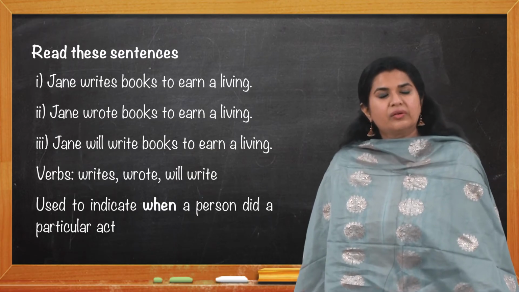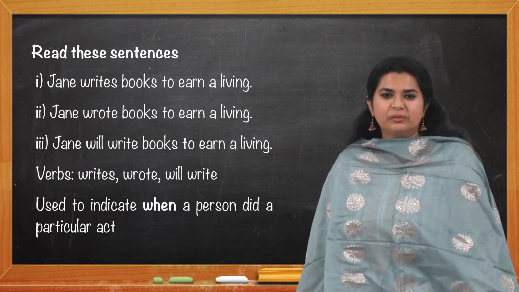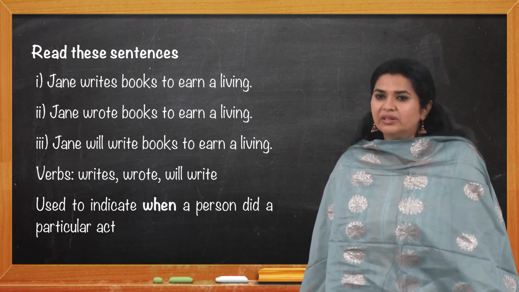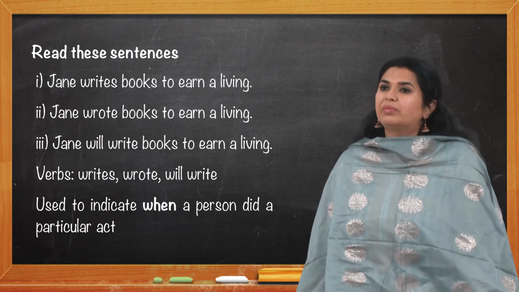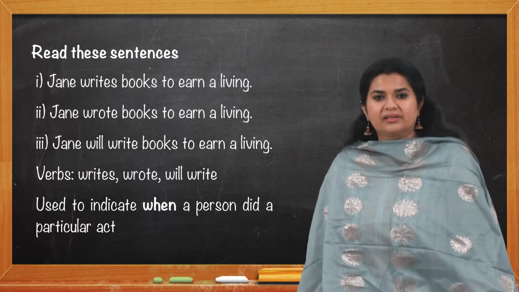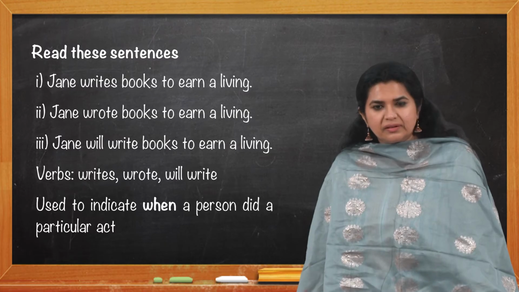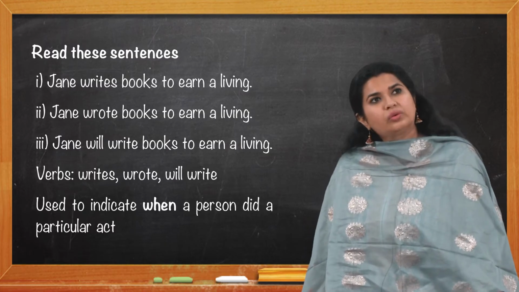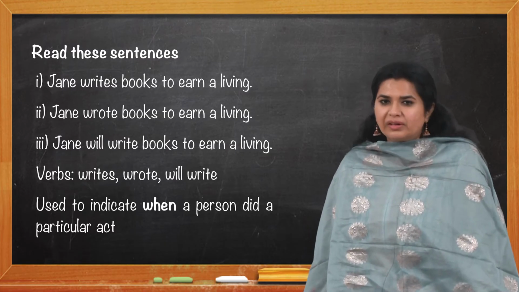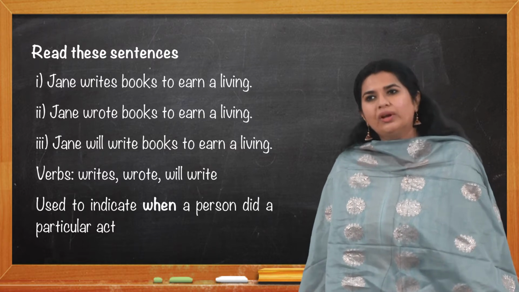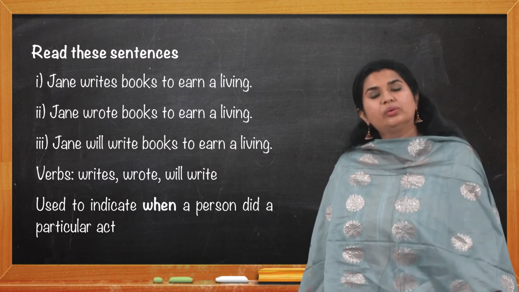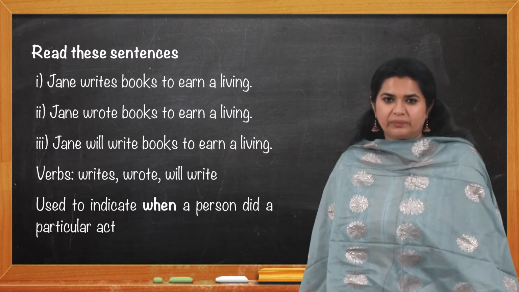So, what is the function of these verbs? They are used here to indicate when a person did a particular act. When Jane writes, that means it is in the present tense. Jane wrote, she wrote, she is no longer writing, and Jane will write, this is an act that she will do sometime in the future.